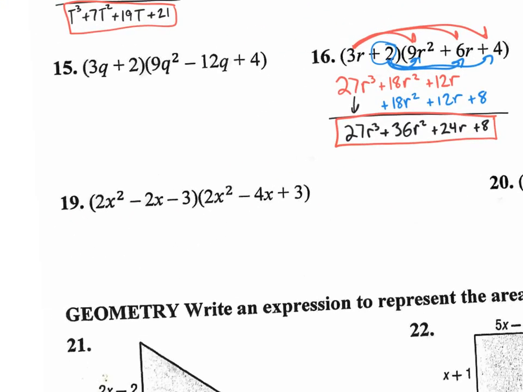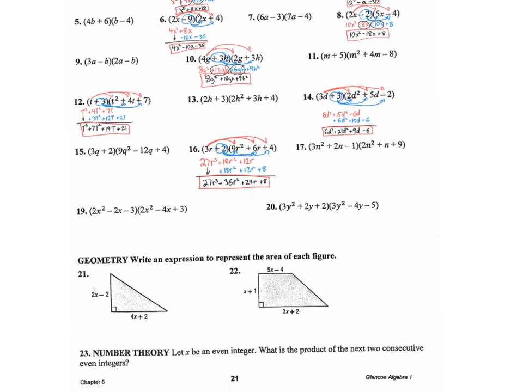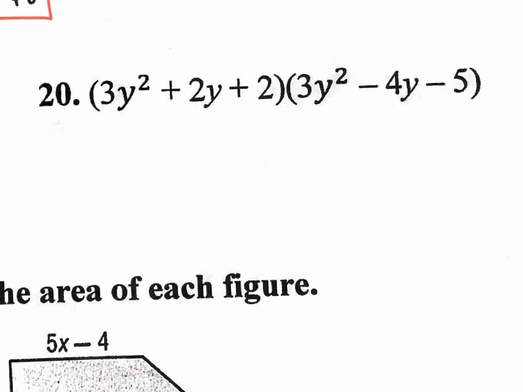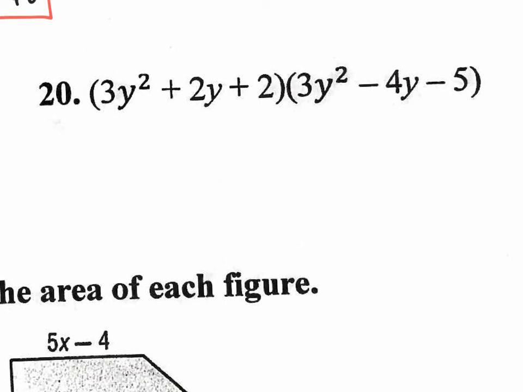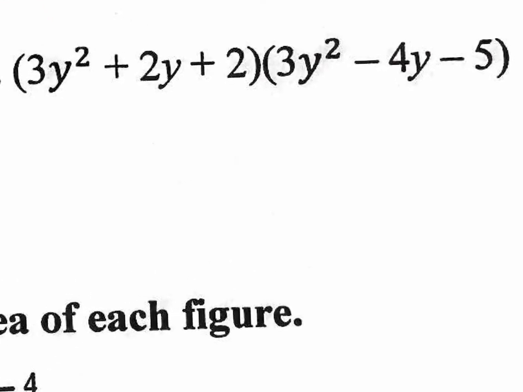We finally get to something more fun. Number 20, we have a trinomial times a trinomial. Now, if you don't stack, it's really going to get ugly, really ugly. Check it out. Distribute 3y squared times 3y squared, that's 9y to the fourth.